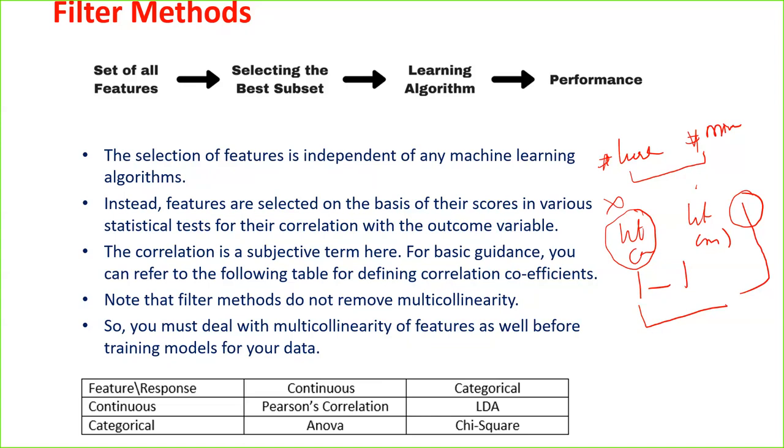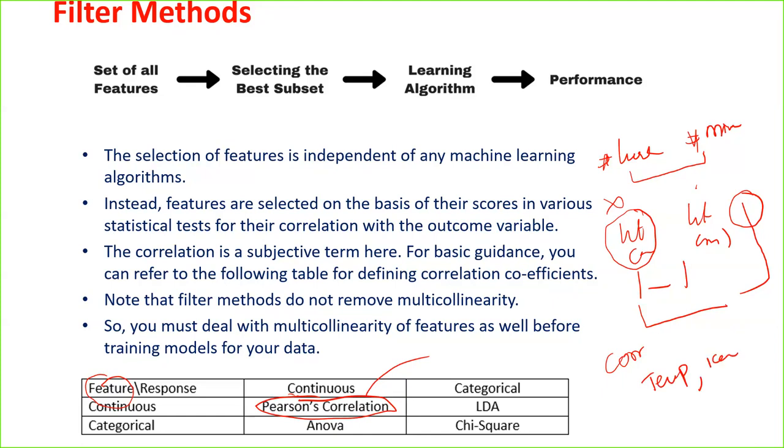For example, if the input variable is continuous and the output variable is also continuous, we use the Pearson correlation. So this we have already seen, right? Pearson correlation, do you remember? We have computed correlation between the temperature and the ice cream sales. Do you remember that example? Yes, sir. Okay, so Pearson correlation we had used there.